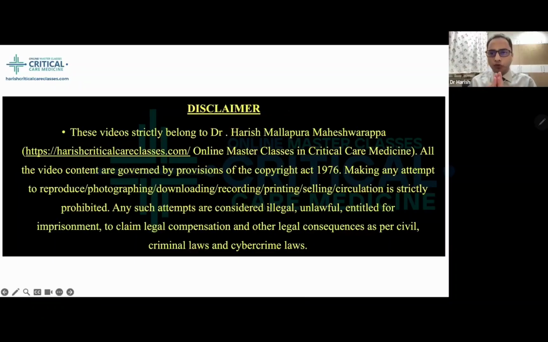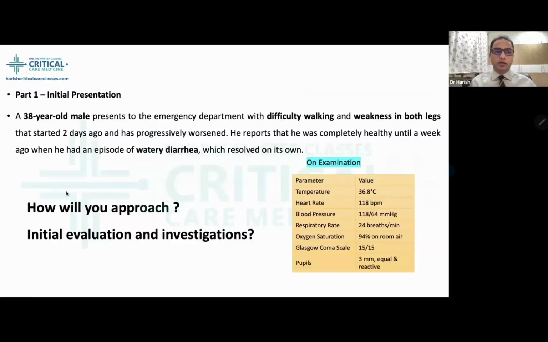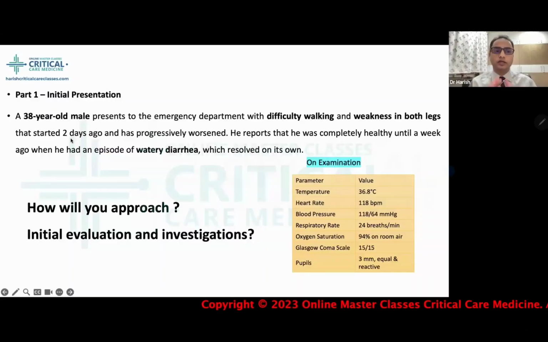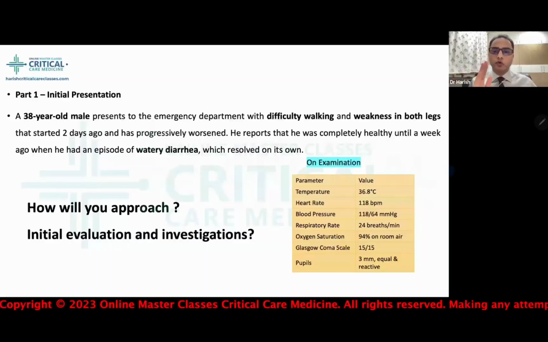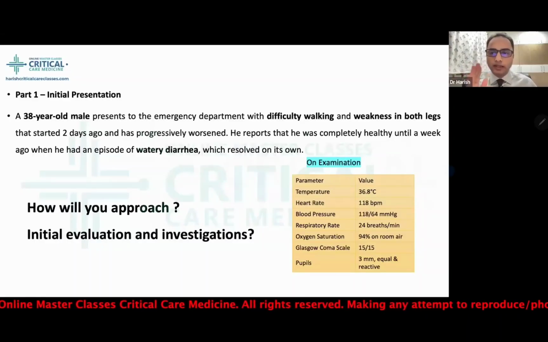Here I am going to ask the questions and answers from my side only. So we'll go through a hypothetical case. Initial presentation: a 38-year-old male presents to the emergency department with difficulty in walking and weakness in both legs that started 2 days ago and has progressively worsened. He reports that he was completely healthy until a week ago when he had an episode of watery diarrhea, which resolved on its own.